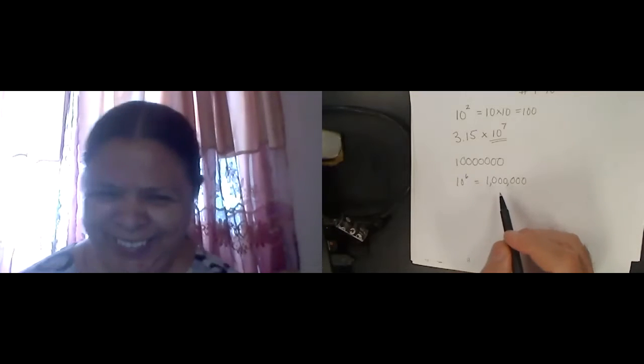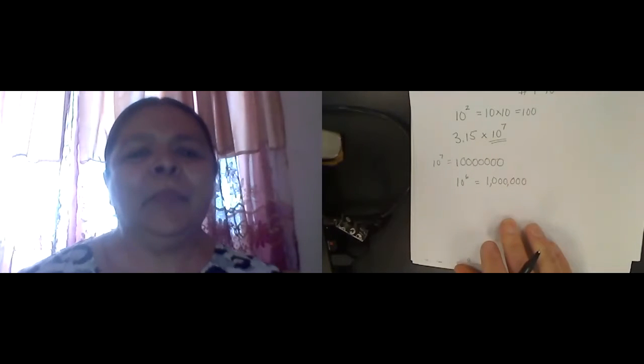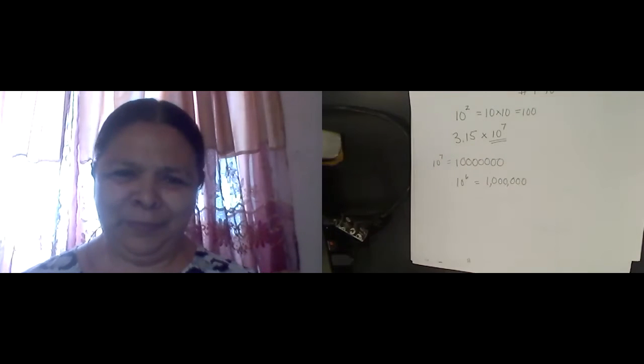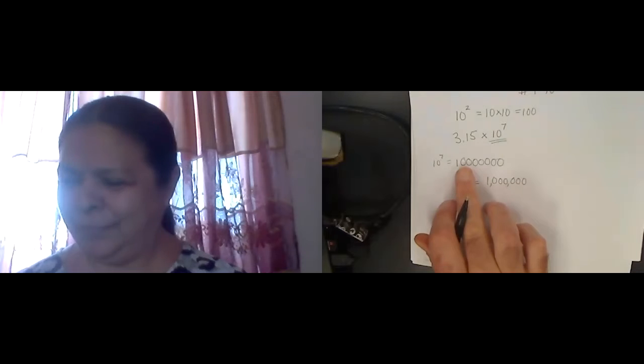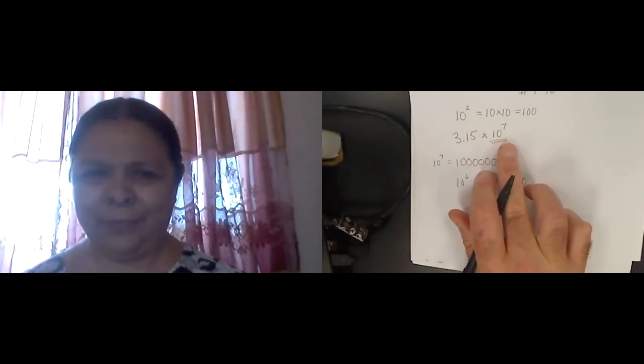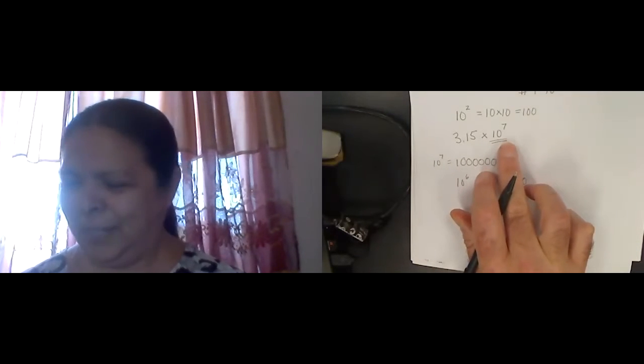Okay. Now, what about this one? This is 10 to the 6th. What is 10 to the 7th? What would 10 to the 7th be? 10 million. Of course. Very good. So you see, this is a big number. And so instead of writing this big, long number, I can write this number, very small, right? Much more efficient.